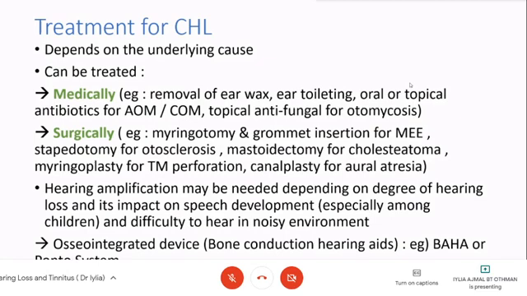Okay. So most of the time, the conductive hearing loss is reversible. But sometimes, if the patient has congenital malformation of the external ear canal, the pinna or the middle ear, the patient may need hearing amplification, because no amount of medical therapy can help, and surgical therapy is not suitable for everyone. Okay, so we usually will subject the patient for bone conduction hearing aids.